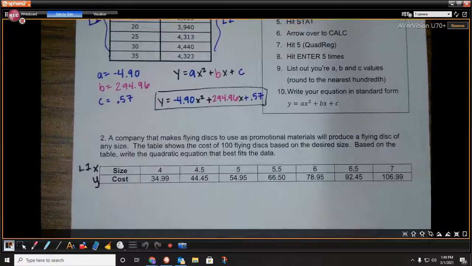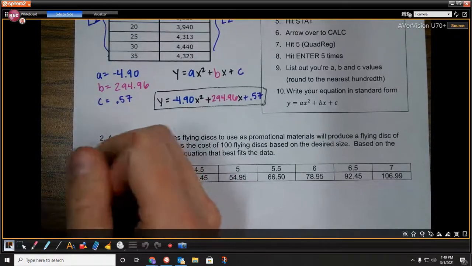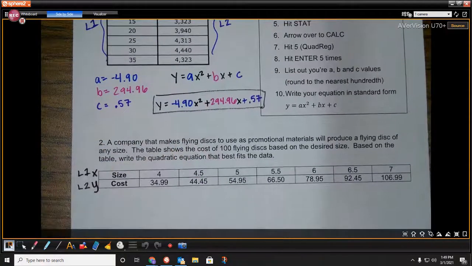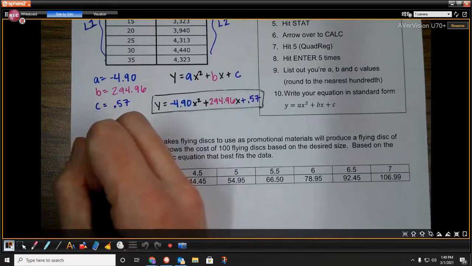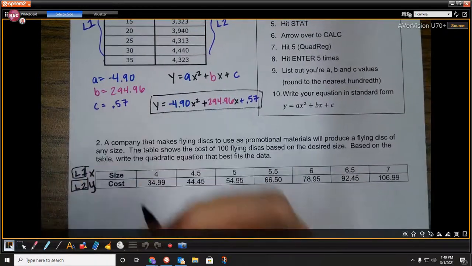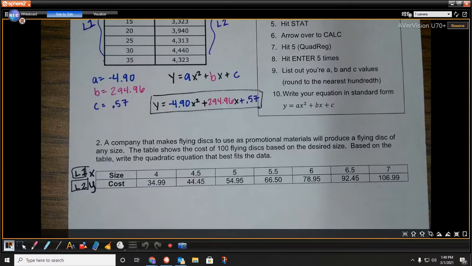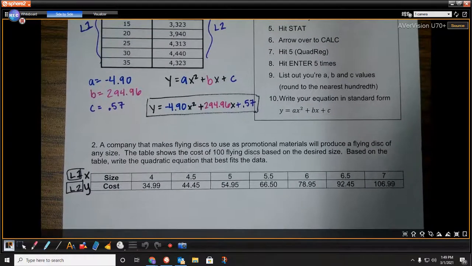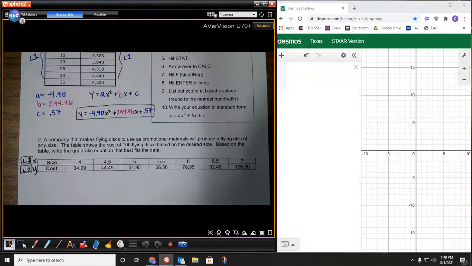So that means you would put your list 1 values right here, and your list 2 values in for your y. All right, so if you wanted to follow the exact same steps, you could get your a, your b, and your c. I'm also going to show you guys how to do this on Desmos in case you don't have a calculator. So what you're going to do is pull up Desmos.com/testing/Texas/graphing. I'll put the link in the bottom of our page here.